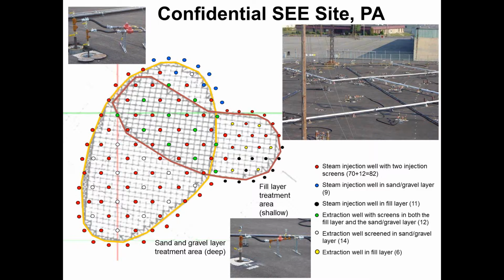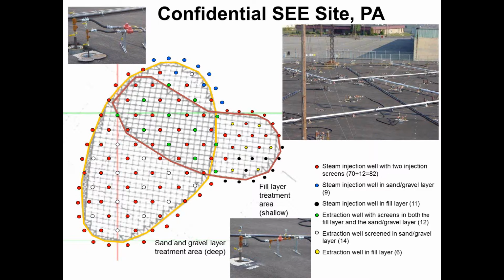Here's the layout from the site. A couple of different zones were targeted in different ways, and you can see where they overlap. We were treating both shallow and deep, and a very successful project where in addition to getting a bunch of solvents out, TCE and PCE, we had I think it was 70,000 pounds of LNAPL that was also present at the site, extracted, and a successful outcome. So that's what a typical steam site would look like on the surface.